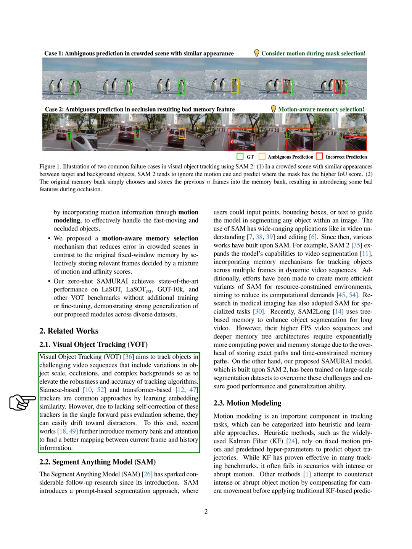Next, we discuss related works in visual object tracking, VOT, which aims to track objects in challenging video sequences with variations in scale, occlusions, and complex backgrounds. Common approaches include Siamese-based and transformer-based trackers that learn embedding similarity. However, these trackers can drift toward distractions due to their lack of self-correction in a single forward pass. Recent efforts have introduced memory banks and attention mechanisms to better connect current frames with historical information.